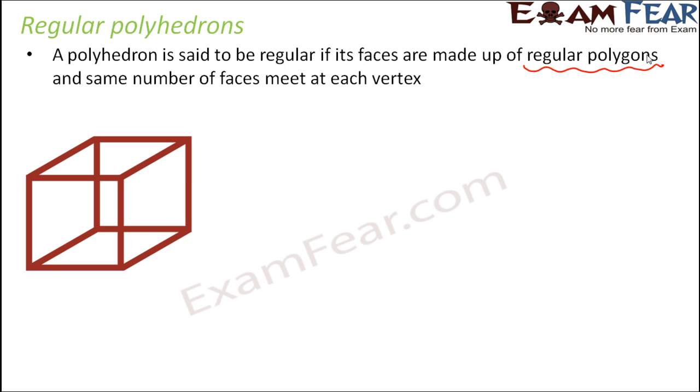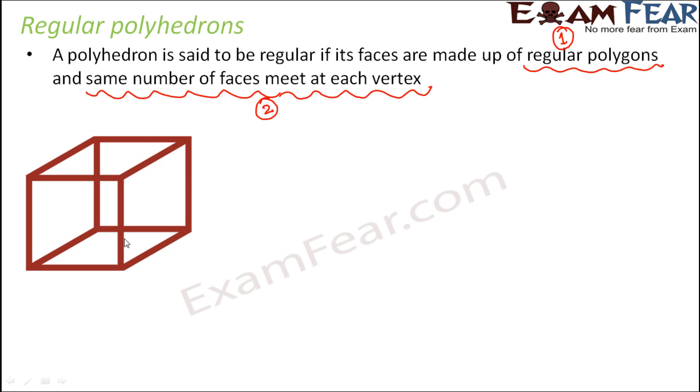But this is not the only criteria for a polyhedron to be regular. This is just one criteria, that it should be made up of regular polygons. So this is our criteria number 1. What is the criteria number 2? Criteria number 2 is that same number of faces should meet at each vertex. This is criteria number 2.